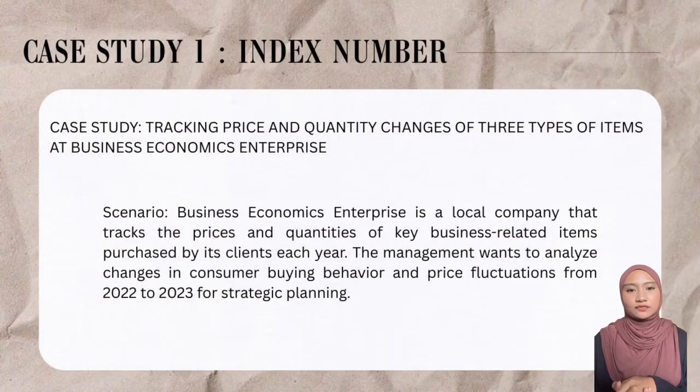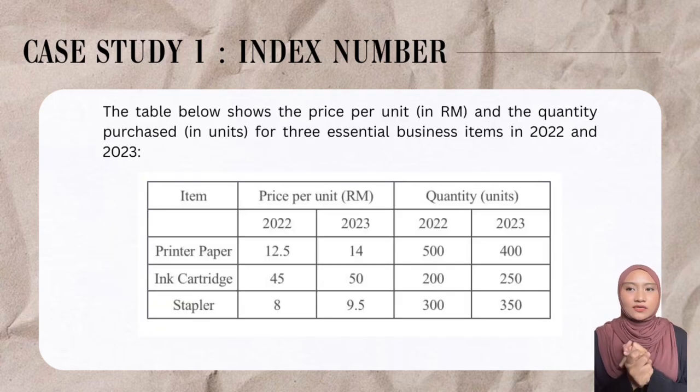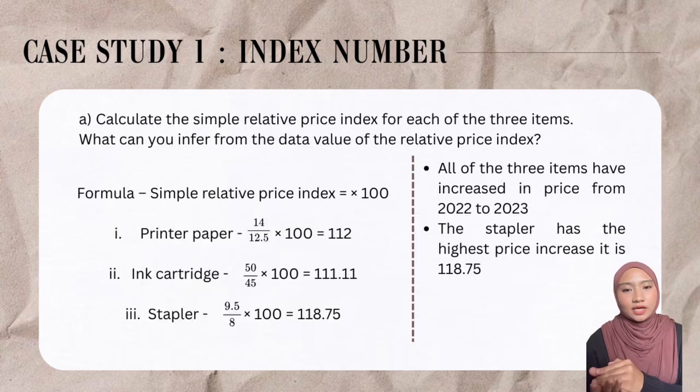I will be explaining the answer for case study 1, which is the index number, based on the changes in price and quantity of the three business items from the year 2022 to 2023. In part A, the question asks to calculate the simple relative price index for each of three items, which is paper, ink cartridge, and stapler.